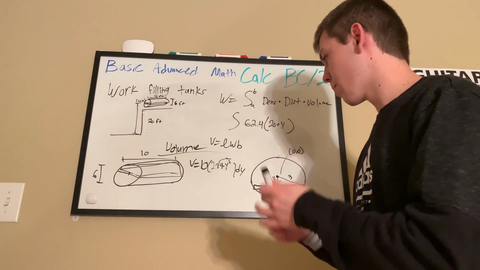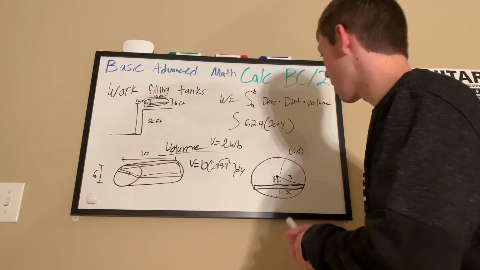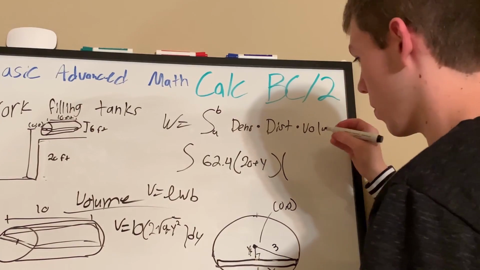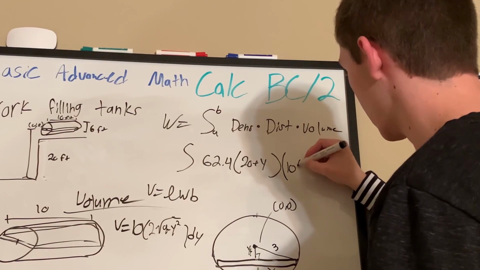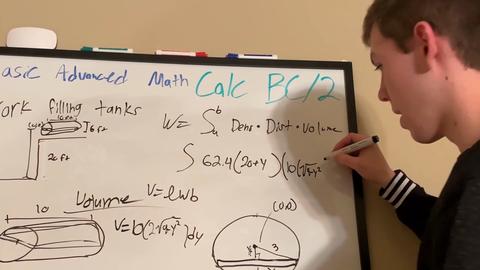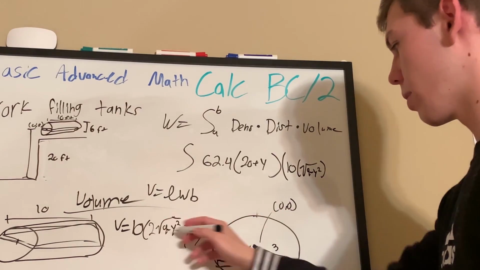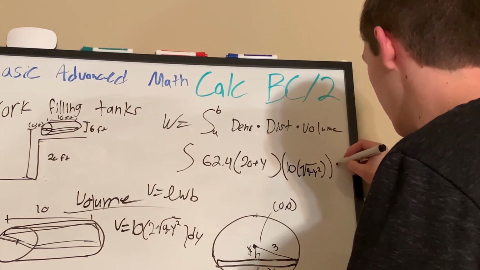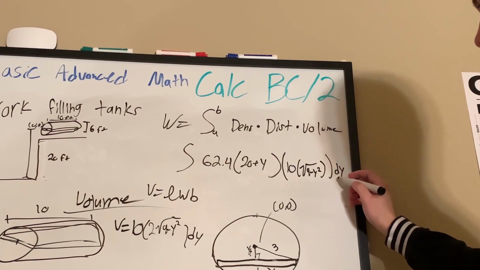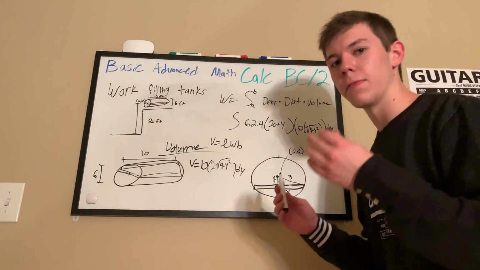And that's it. This is the formula for the width. Now we plug that in up here. We have 10 times 2 times the square root of 9 minus y squared, because that's what we got right here. And then this is where we get our final dy. We're so close to finishing this integral.